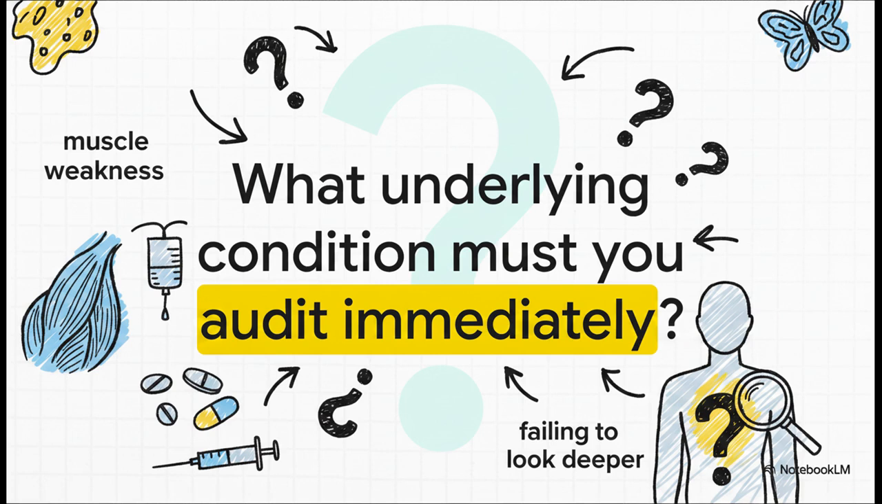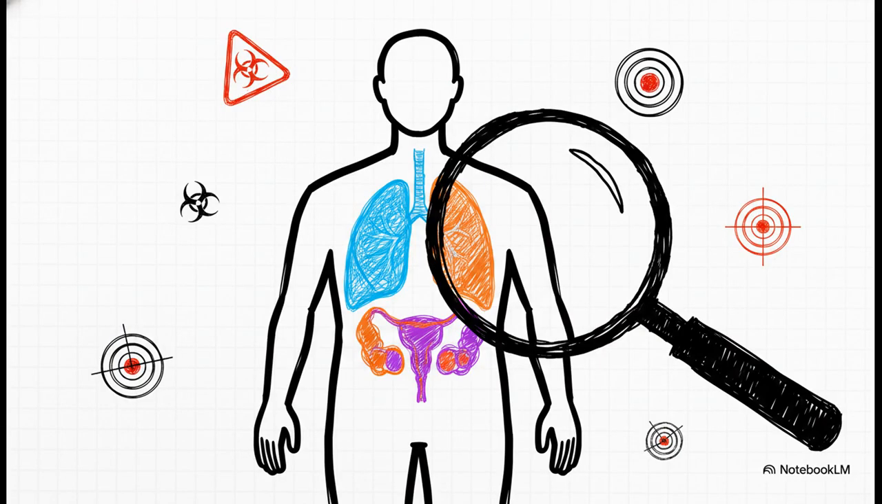You might be totally focused on initiating high-dose corticosteroids to treat that profound muscle weakness, but failing to look deeper, that's a massive execution gap. So what crucial underlying condition are you missing? You're missing the malignancy audit. Treating the muscle weakness while ignoring the systemic trigger is a catastrophic mistake.